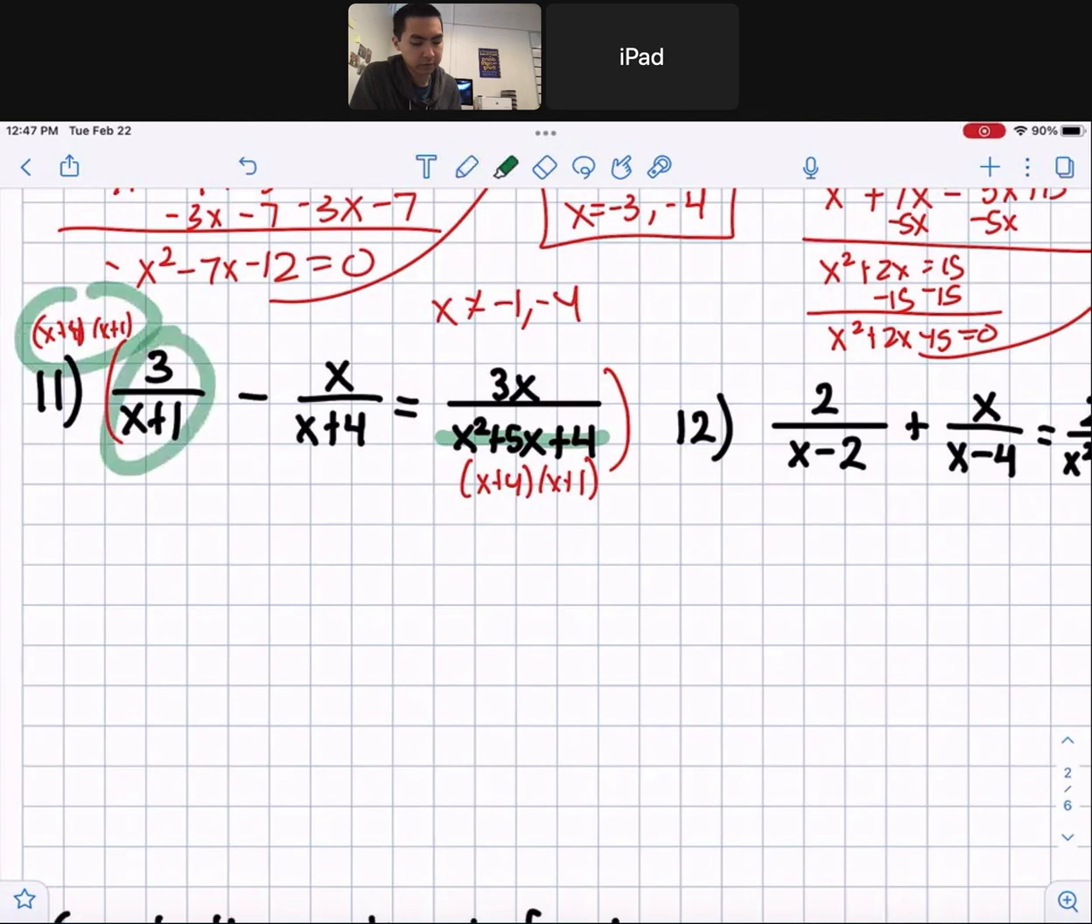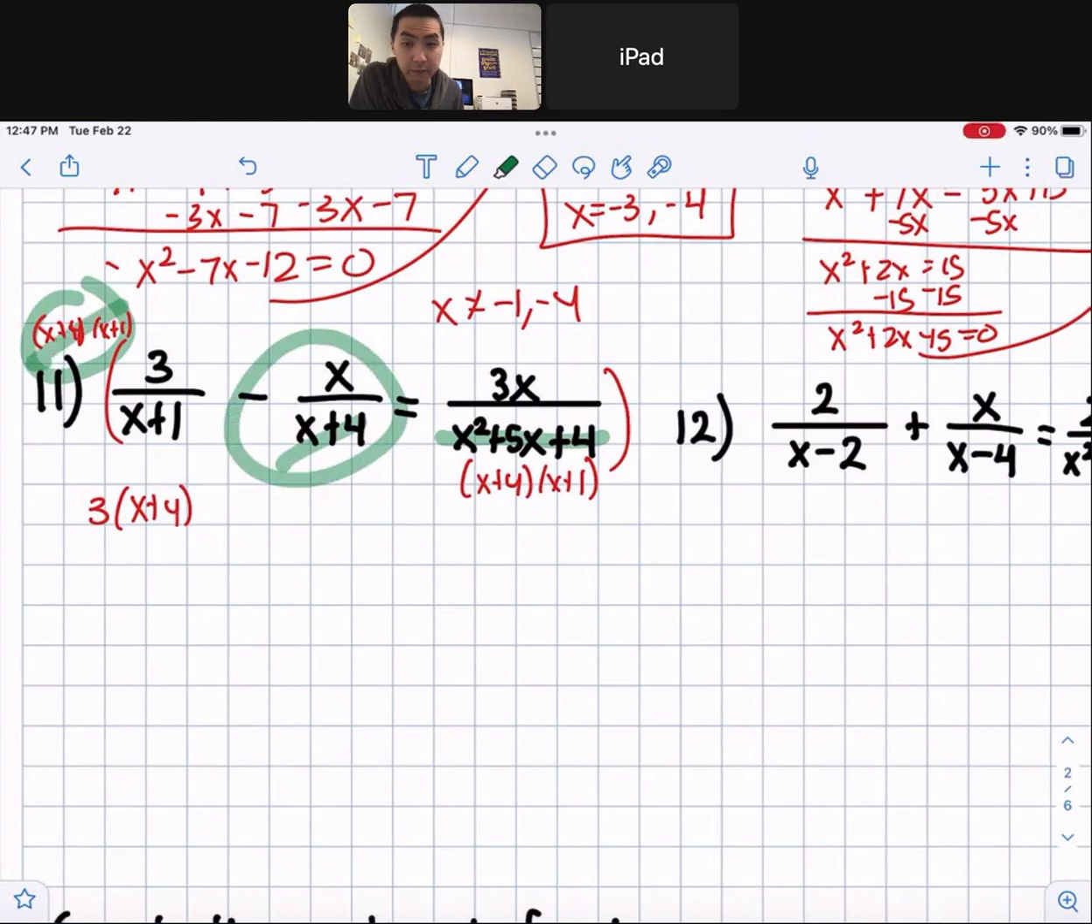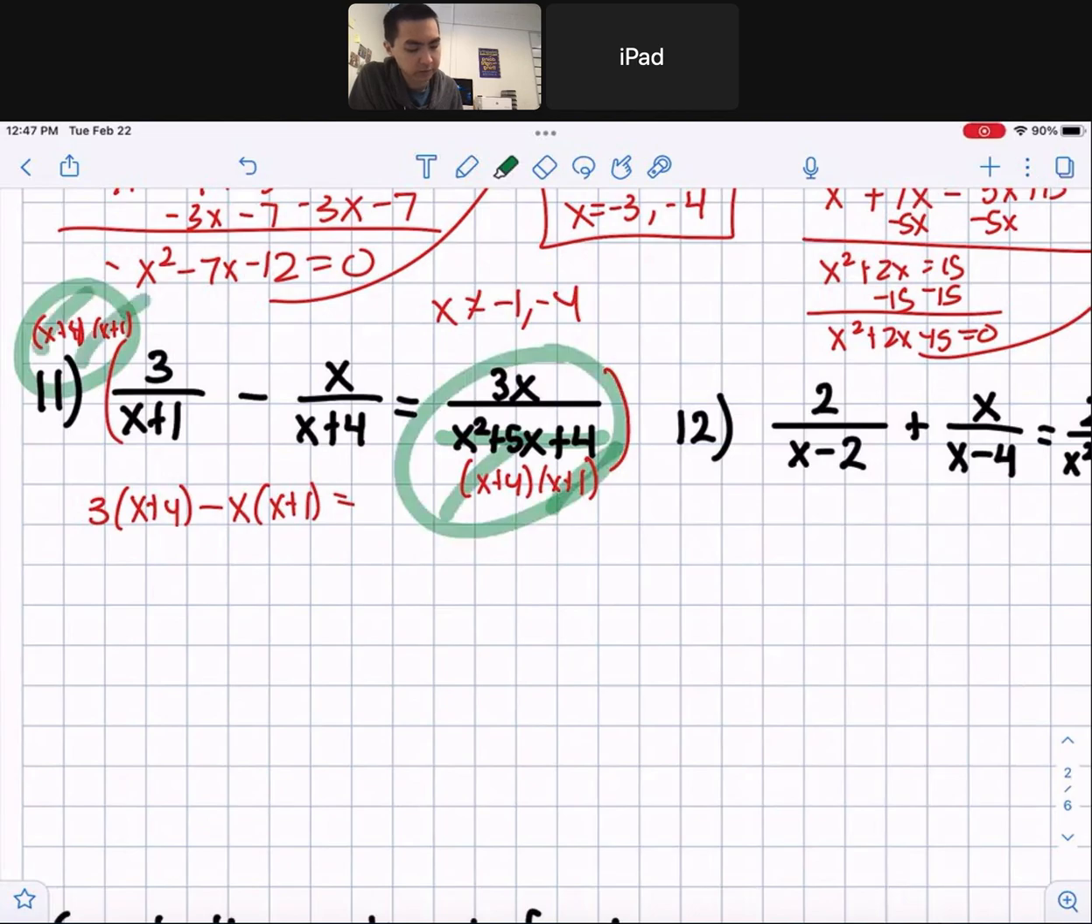So this times this, you guys, the x plus 1's cancel. So we just got 3 times x plus 4. This times this, you guys, the x plus 4's cancel. So we got a negative x times an x plus 1. And lastly, this times this, you guys, the x plus 4 and x plus 1's cancel. So all we have left is 3x.